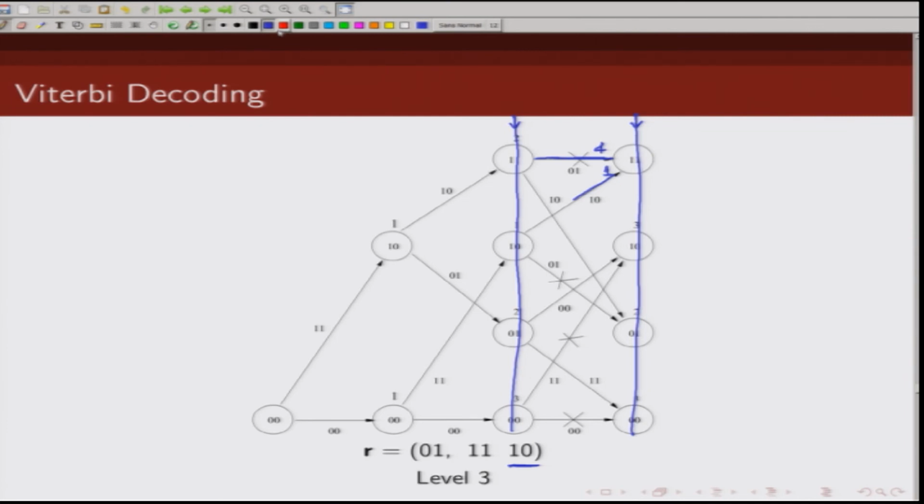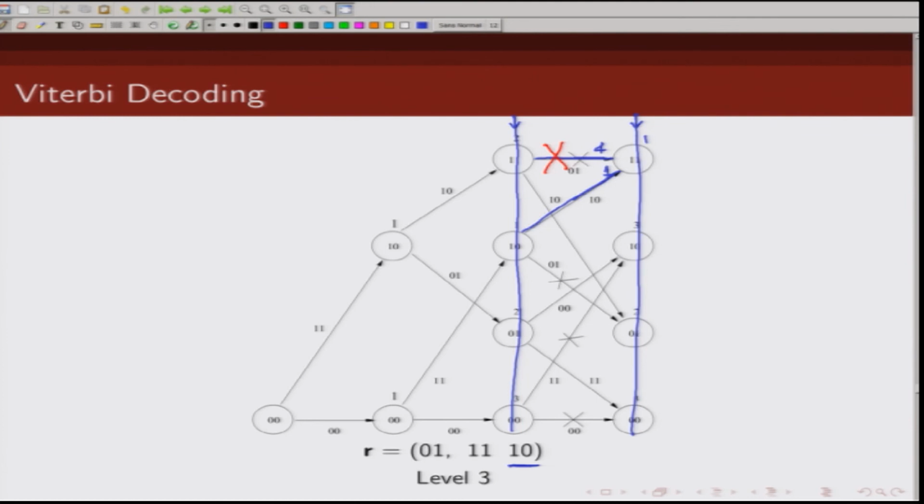So, what are we going to do? We are going to delete this path and we are going to keep this path. Not only are we going to keep this path, we are also going to keep the corresponding path metric, which is 1. Similarly, we will do the same step for other nodes.